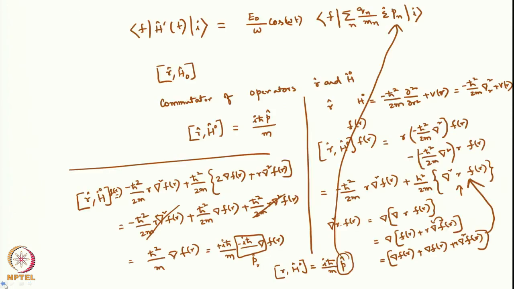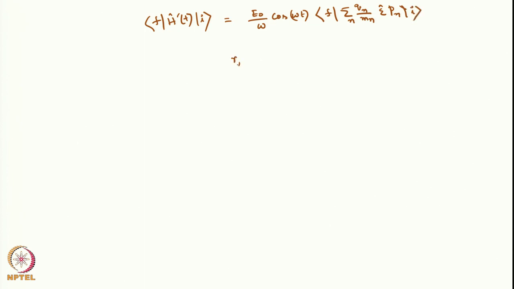So, what was the equation that we had? This one: H prime of t equals E naught by omega cos omega t acting on sum over n of q n by m n p n, and we found that the commutator [r, H naught] is equal to i h bar p by m.